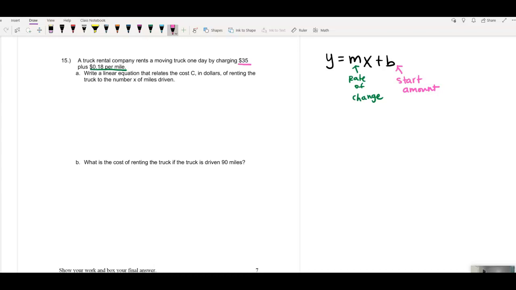And so, all right, they have theirs set up a little bit different, right? They said cost, so write a linear equation that relates the cost in dollars of renting a truck to the number x of miles driven. All right, so instead of my y there, we're using a C. Okay. So help me set this up. So I'd have C equals what?